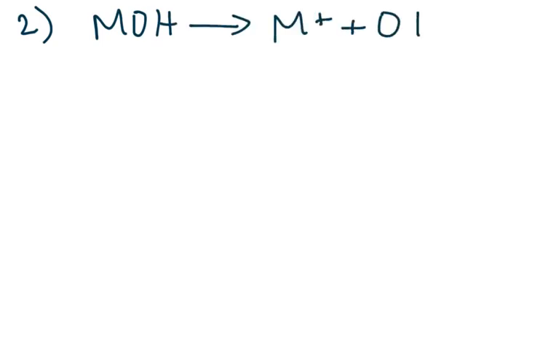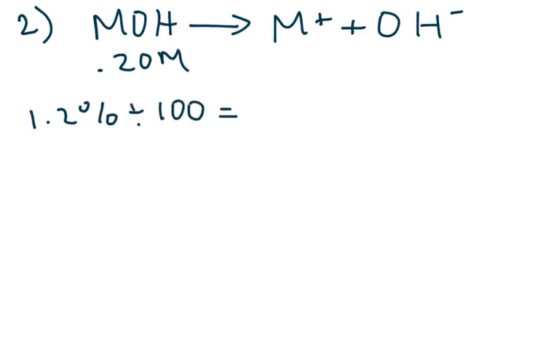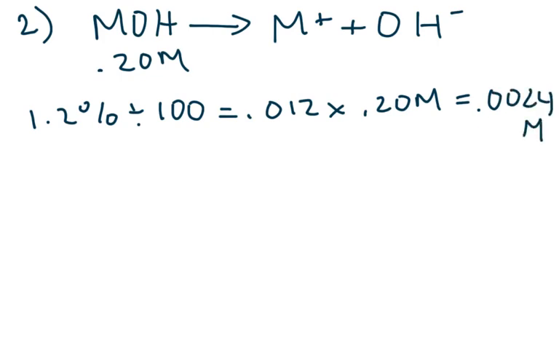So going on to number 2 of type 2, we have MOH, which just stands for any base. We dissociate it like always, and we treat it the same as we would the previous question. So we have 0.2 molar here. To find the OH concentration, I have to take my 1.2%, divide it by 100. I get 0.012, and I times it by the 0.2 molar from the question. And we end up getting 0.0024 molar. So that is what our OH minus is.